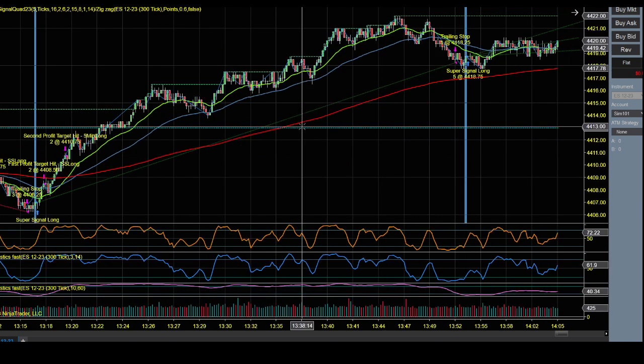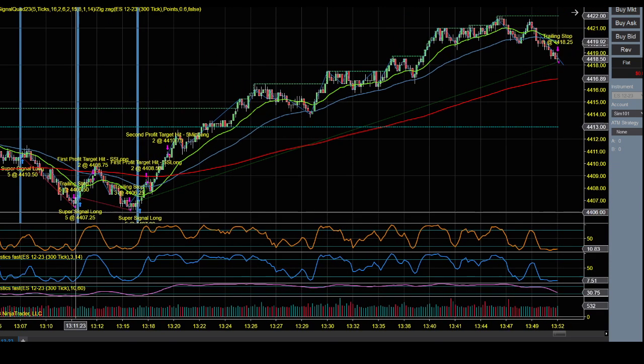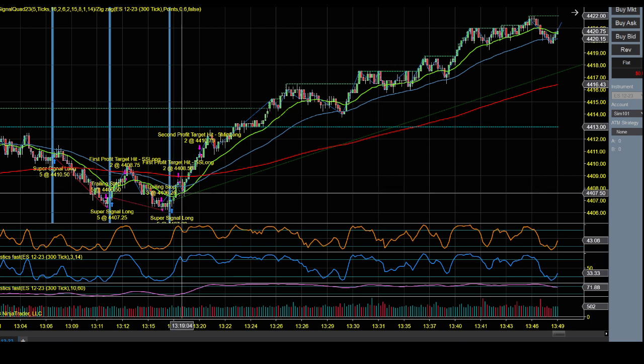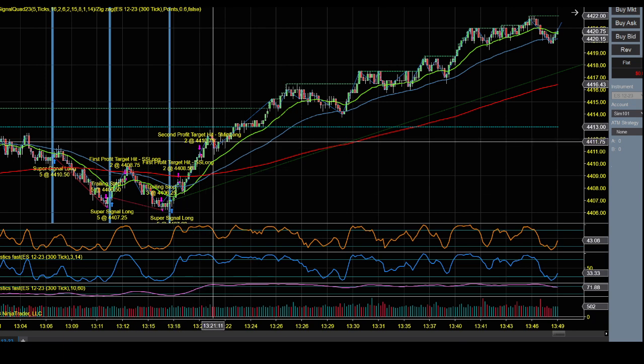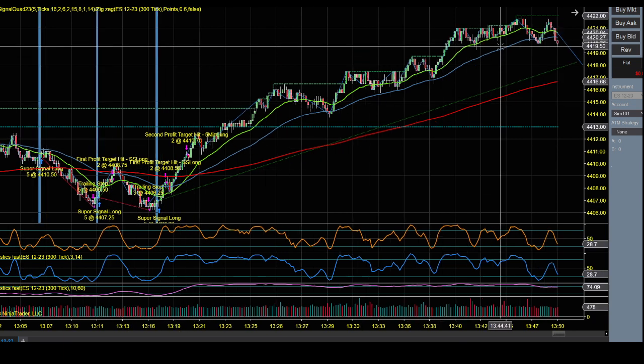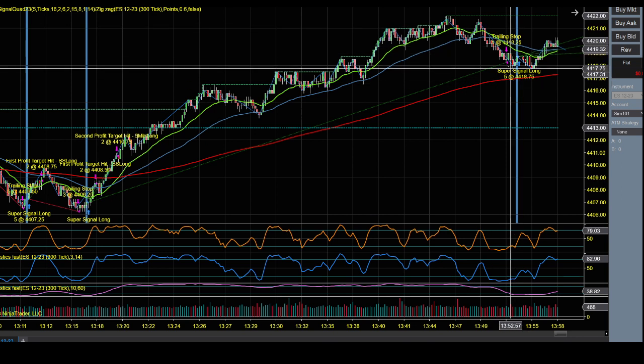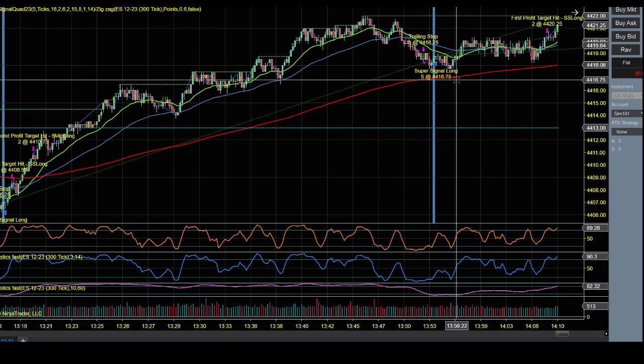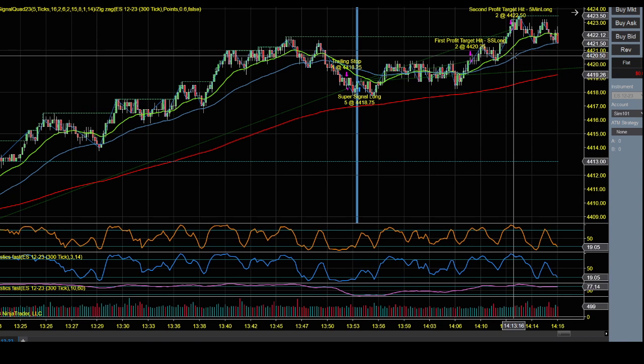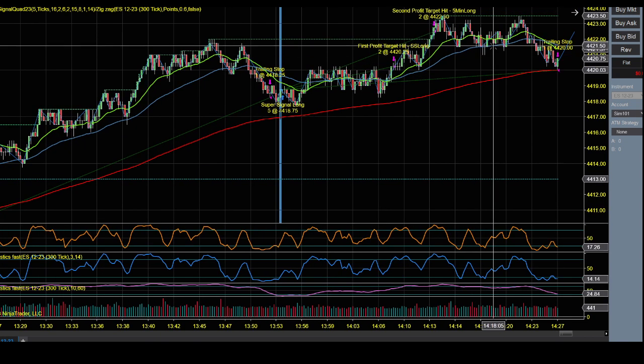Yeah, look at that. Look at this move here. Now look at these moves. Look at this one. Super signal, first profit, second profit, continue to move all the way up here, and then finally had a trailing stop way up here. Then it came back, hit another divergence, and again you can see it took profits all the way up. Again, it's just really about giving it some room.